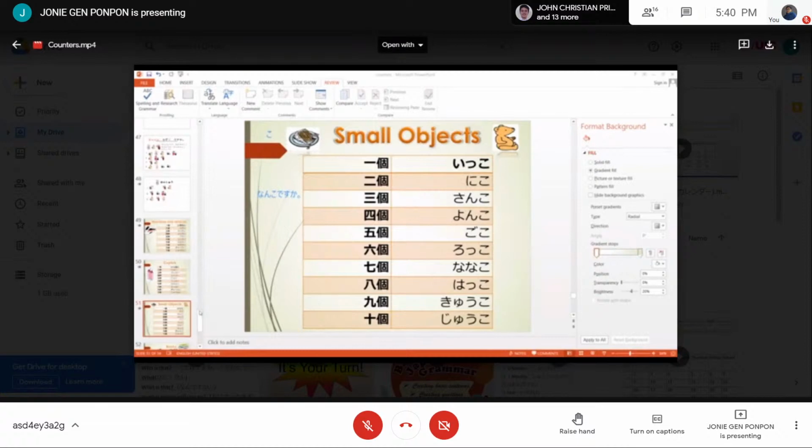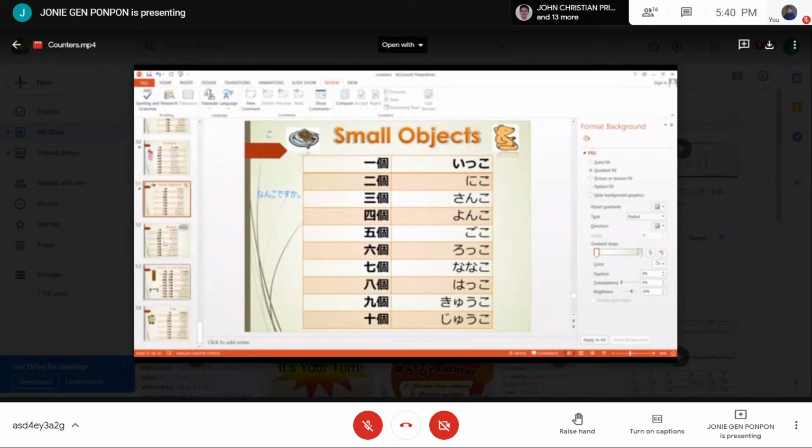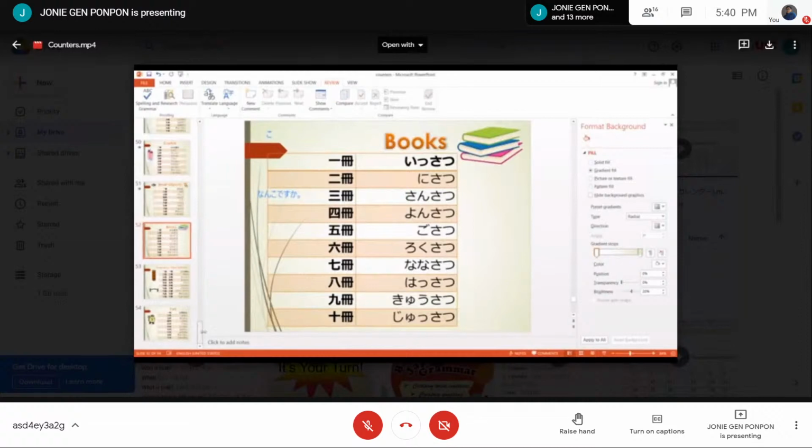Let's see. We have books. Last 3 slides. For books, it's different. Even if it's a small book or large book, basically books, magazines, dictionaries, encyclopedia. Those are books, right? So the suffix there is satsu.